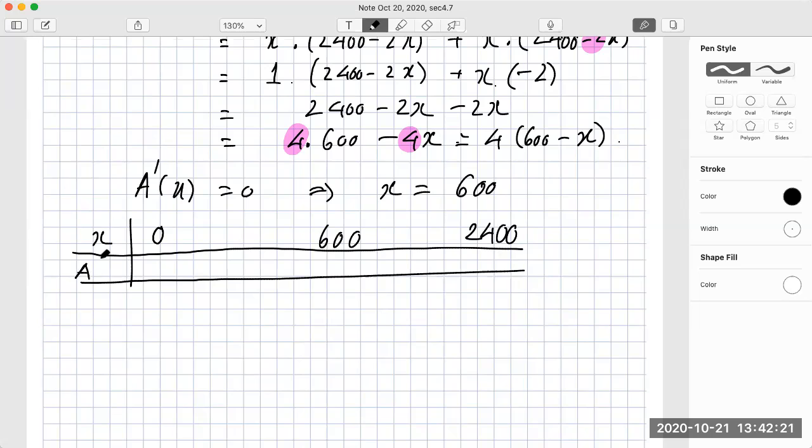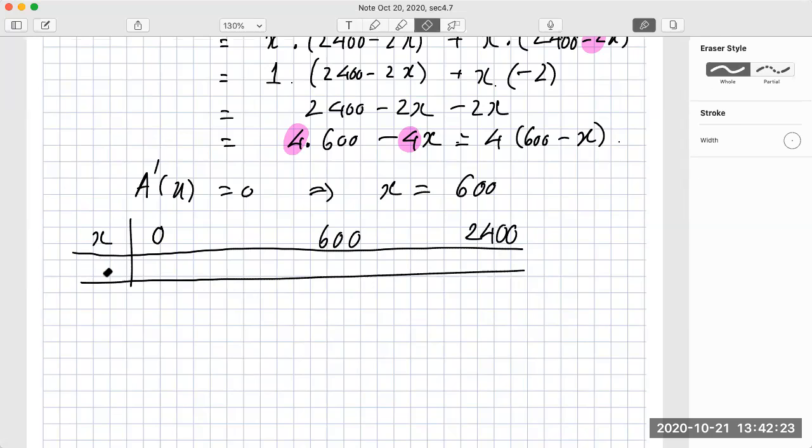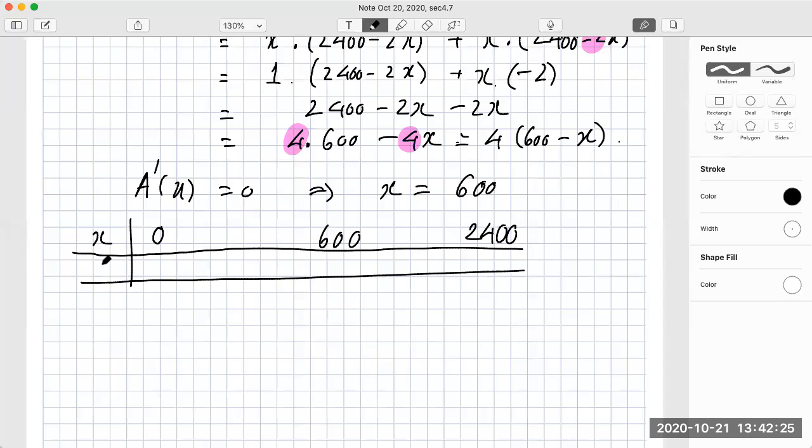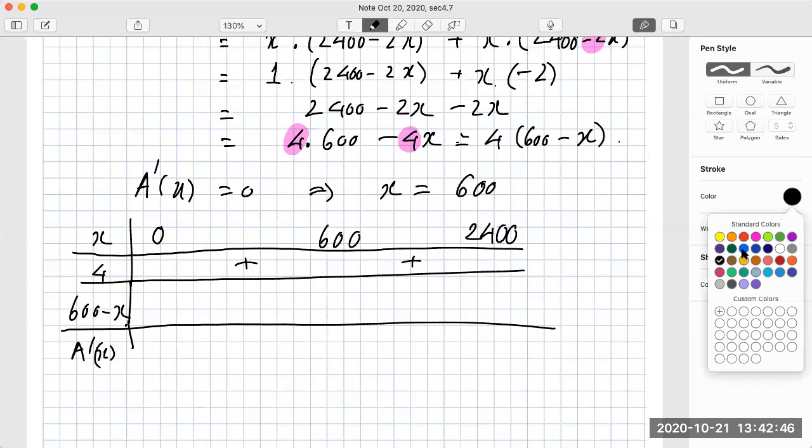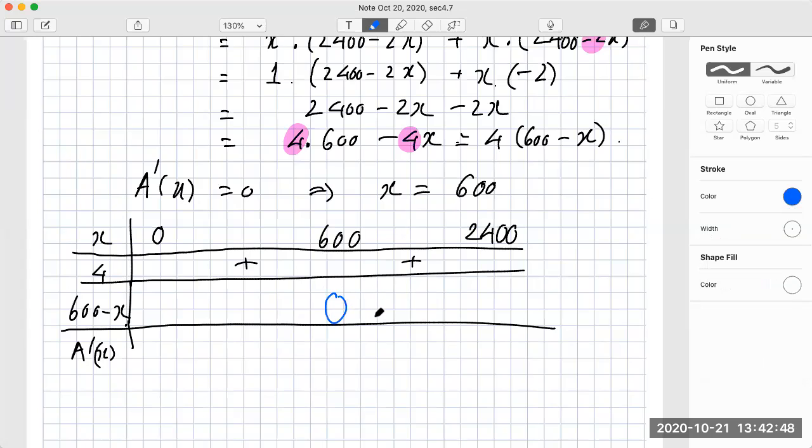This is the A prime of x. Let me write it this way. Number 4, this is 600 minus x here, and number 4 is a positive number. Okay. At 600, this guy will be 0. And from the left-hand side of this, it will be, careful.